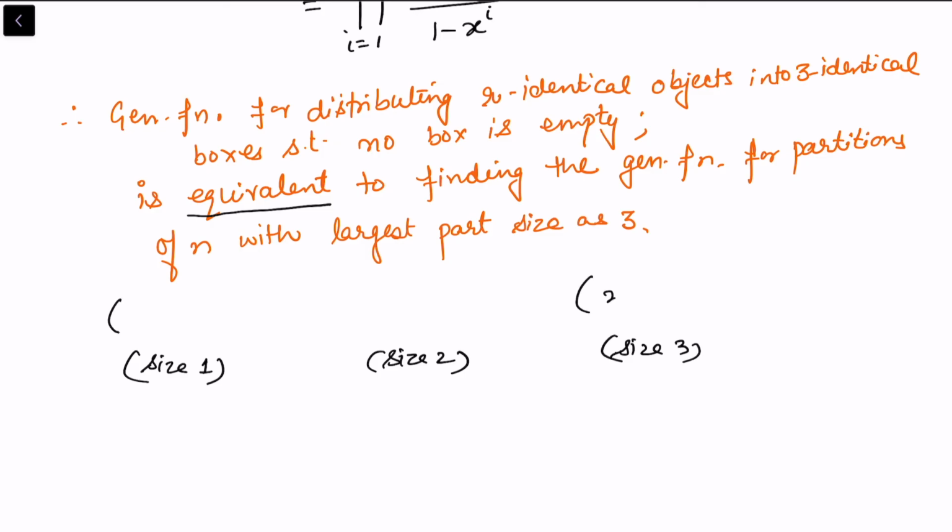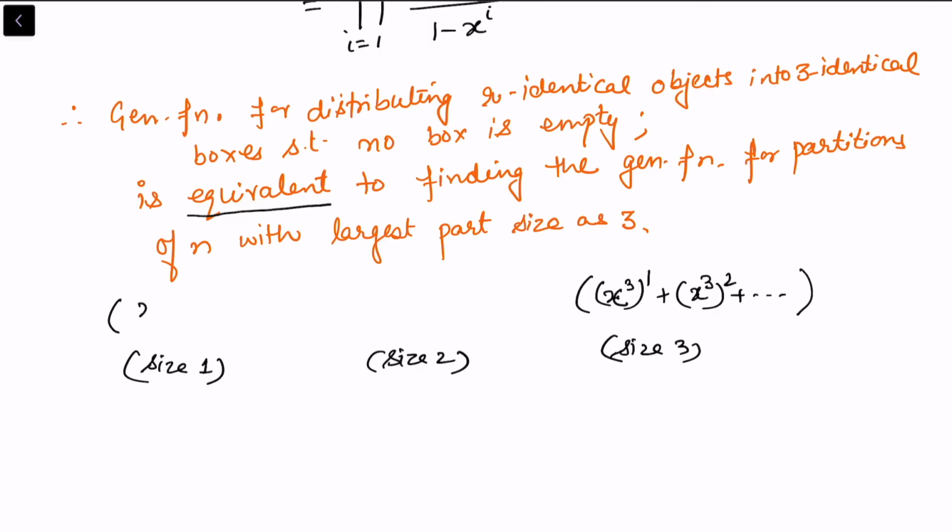So here what I am doing is I am taking x to the power 3 appearing 1 time, x to the power 3 appearing 2 times, and so on. So 3 can appear as many times as needed, but the size will not increase. So we will not consider x to the power 4 and x to the power 5 in the next terms because the largest size is 3. But 3 may repeat any number of times.